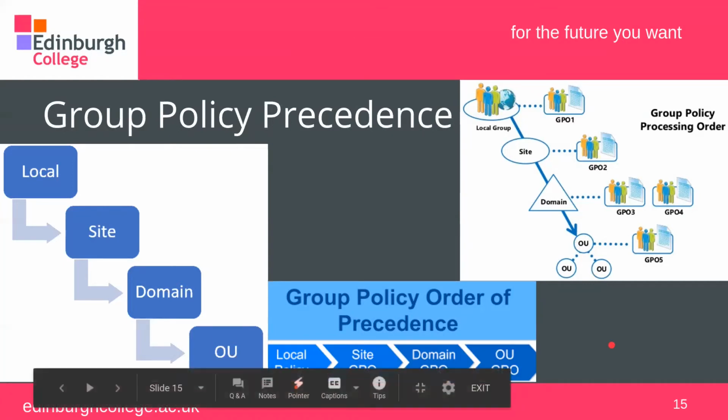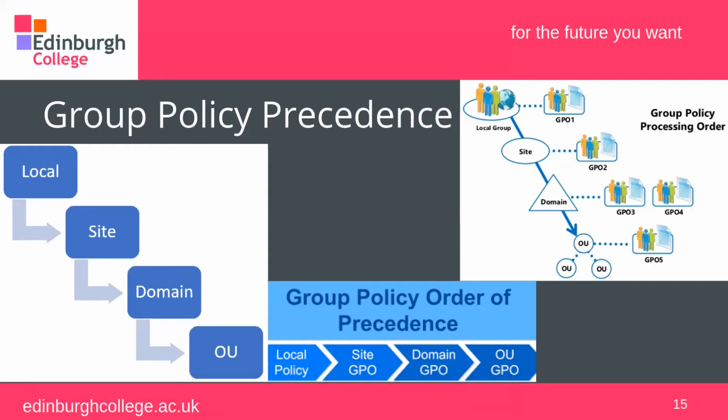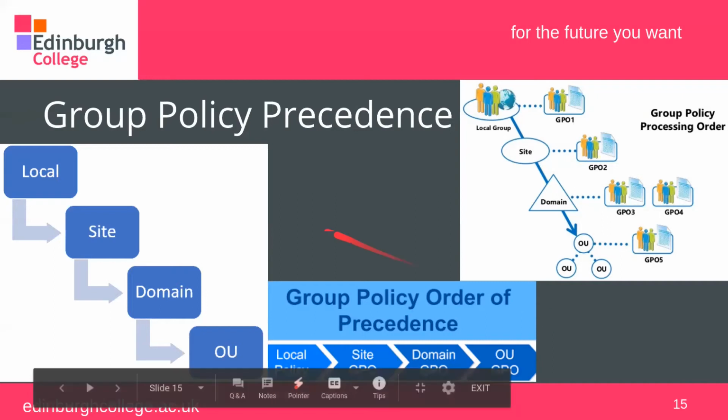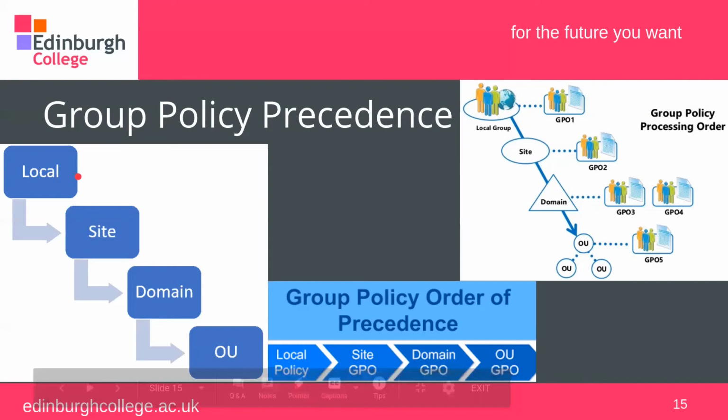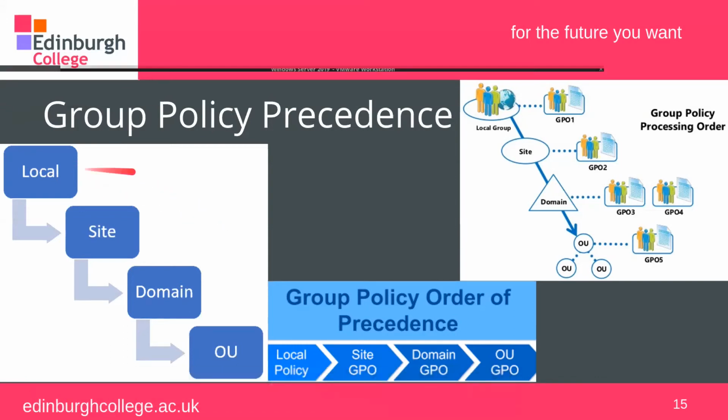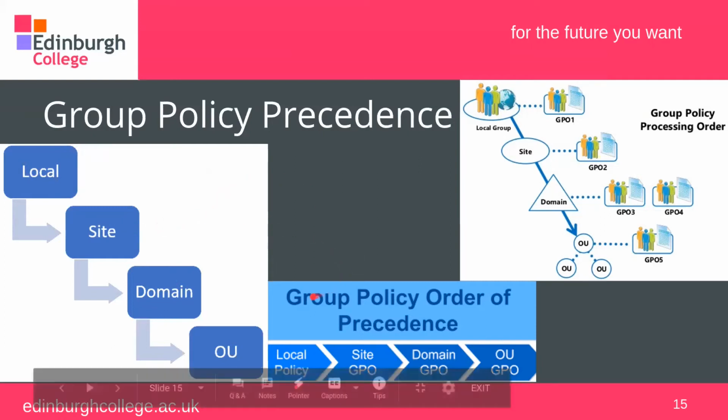Why is there a processing order? And what does this actually mean? LSDOU. It means that if, let's say, I create a group policy object that bans you from opening up the command prompt, and I apply it locally, that will get applied first. But then let's say I create a group policy object that does allow you to open the command prompt, and I apply that at the site level. And then let's say I apply one that blocks the command prompt at the domain level.